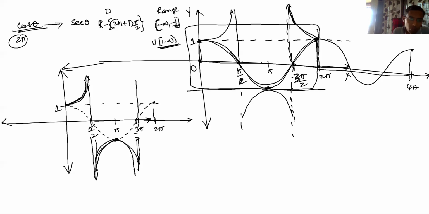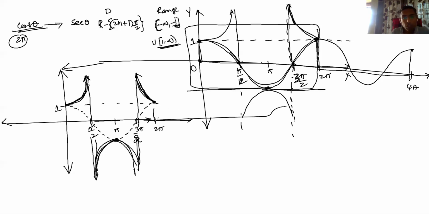Then again, if it comes to the fourth quadrant, 3 pi by 2 to 2 pi, it's going to be like this. Same thing. At 3 pi by 2 it's infinity. So it's going to be like this.